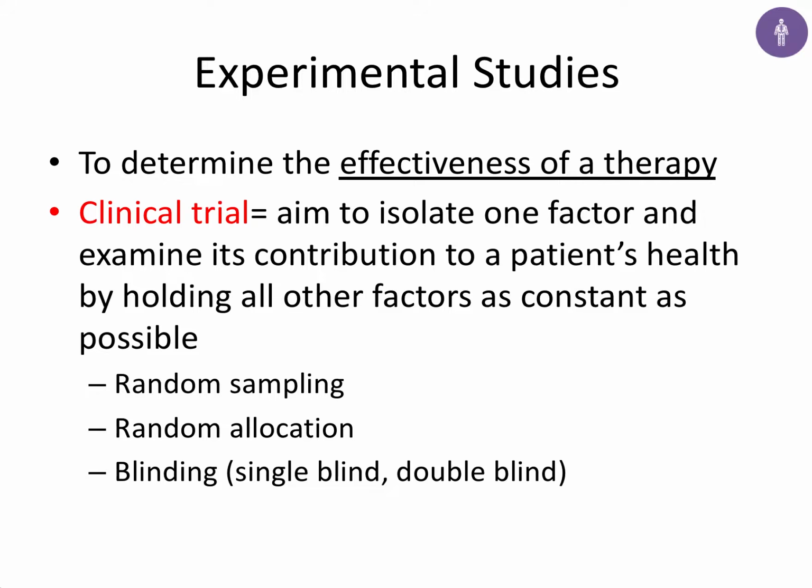And lastly, we have the experimental studies. And these ones try to determine the effectiveness of a given therapy. So think a medication or drug, etc. So the randomized clinical trial aims to isolate one factor, say a new drug, and examine its contribution to a patient's health by holding all other factors as constant as possible. And that's really hard to do. But the best tool is randomization.